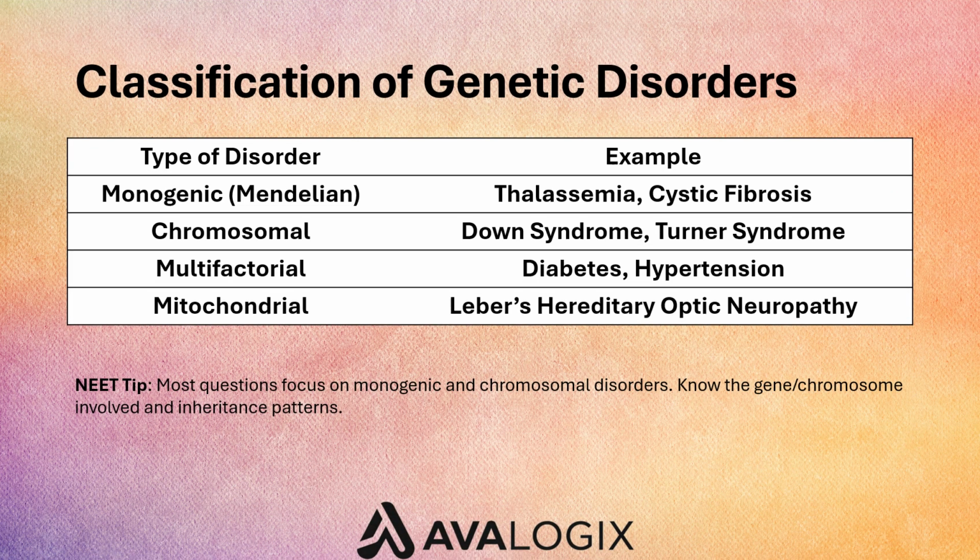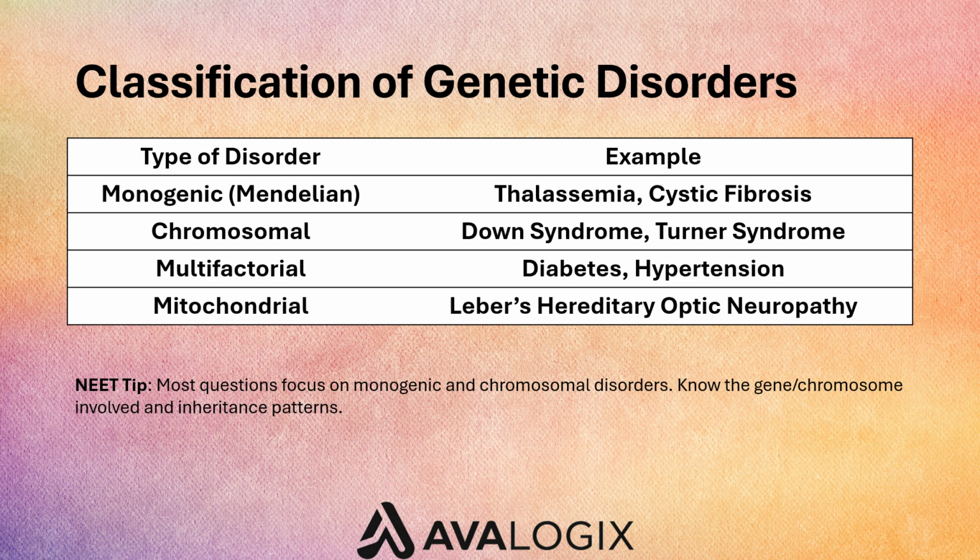This foundational slide breaks disorders into four main types: monogenic, chromosomal, multifactorial, and mitochondrial. Understanding these categories is crucial for determining the origin and mechanism of each condition. Monogenic disorders, also known as Mendelian disorders, are caused by mutations in a single gene. These disorders follow Mendelian inheritance patterns, meaning they can be autosomal dominant, autosomal recessive, or X-linked. Examples include thalassemia, sickle cell anemia, cystic fibrosis, and hemophilia. These are frequently tested in NEET, so make sure you memorize the gene involved and its chromosomal location.